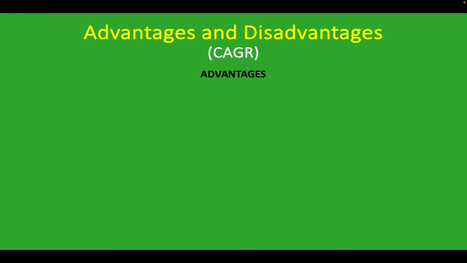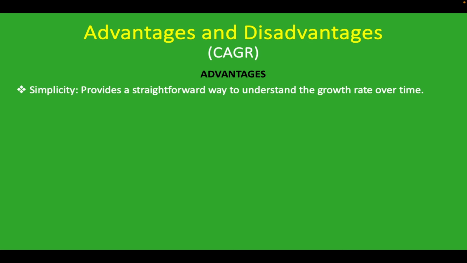What are the advantages? Well, here's the first one: simplicity. It provides a straightforward way to understand the growth rate over time. As you would have seen, you just have to do the calculation, especially if you're doing a comparison. You're able to simply calculate it using that formula and analyze it, of course, saying which one is better based on the CAGR. So it's quite straightforward to do. So that's the first advantage.